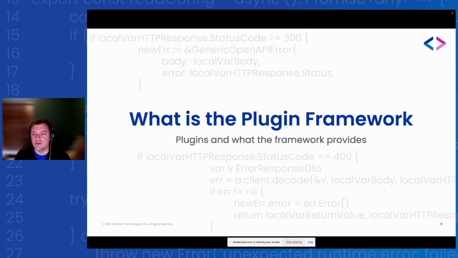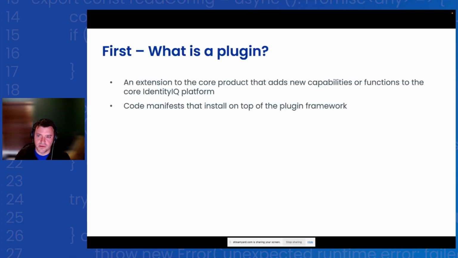So what is the plugin framework? First, what is a plugin, right? A plugin is an extension to the SailPoint core IdentityIQ platform. So this is an add-on that gets side-loaded, installed with the product, but provides features that the product does not. And so it's just code. It's a code manifest that you import as an archive of the plugin into IdentityIQ. There's a whole UI for it we'll see later, and it deploys your code. So that's the plugin itself. Just think of it as an add-on.